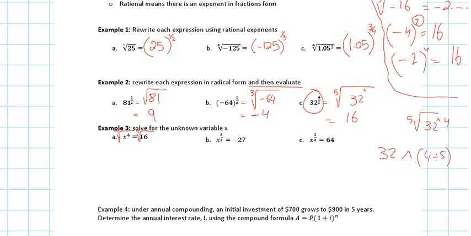So x equals 2. Now, how can you check your answer? 2 to the power of 4 is equal to 16? Yes, it is. So make sure that your left side is equal to your right side.